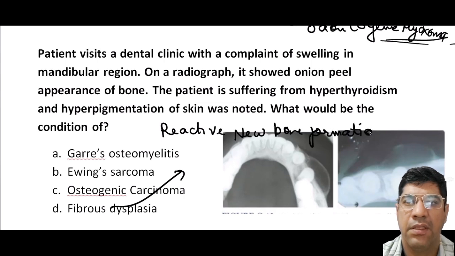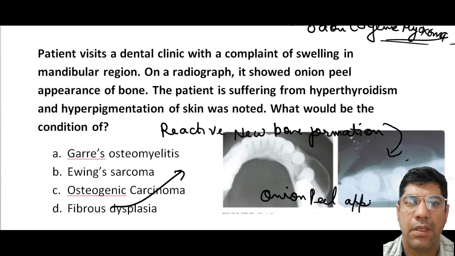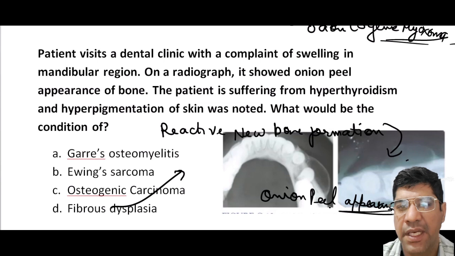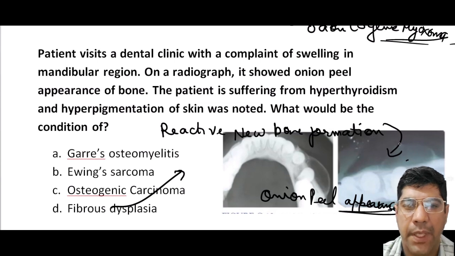So this appearance is known as onion peel appearance. It results as a response to chronic infection or irritation in the jawbone. This onion skin appearance results from the thickening of the periosteum and formation of alternating radiopaque, dark and radiolucent layers on the bone surface. So that creates a laminated appearance.